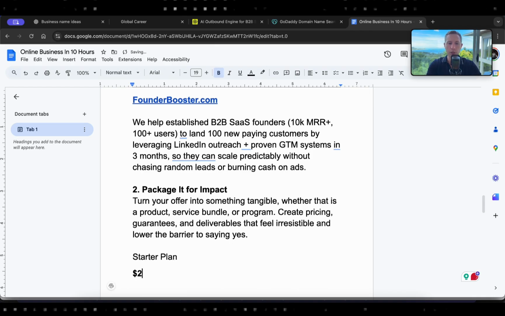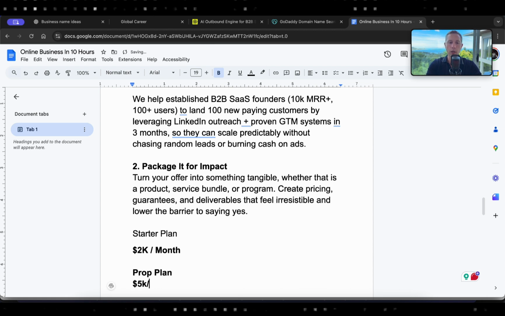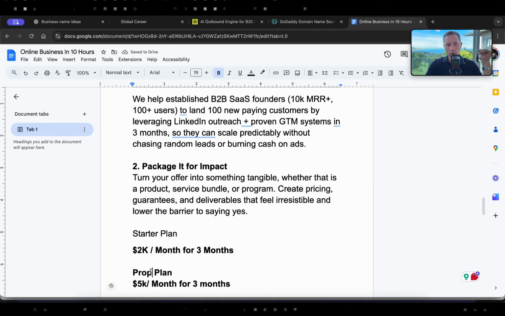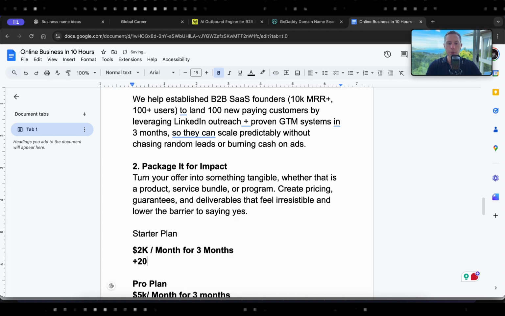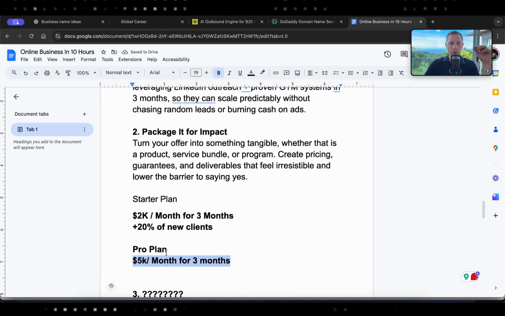So you might have a starter plan like this. Let's just say it's 2K a month. And then you have the pro plan, 5K. And so what you can do here is you can structure this as a rev share. You can take 20% of new clients. And so what I like to do is structure something like this where I would probably just pitch this first.